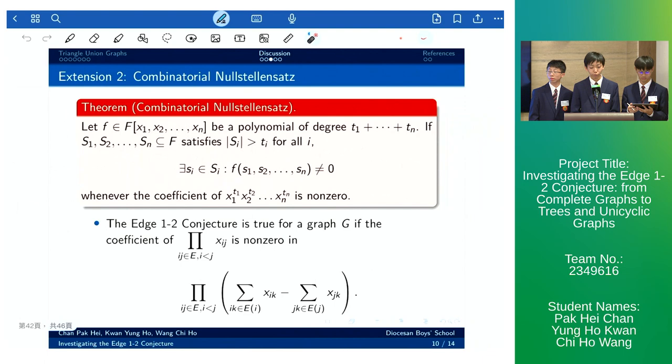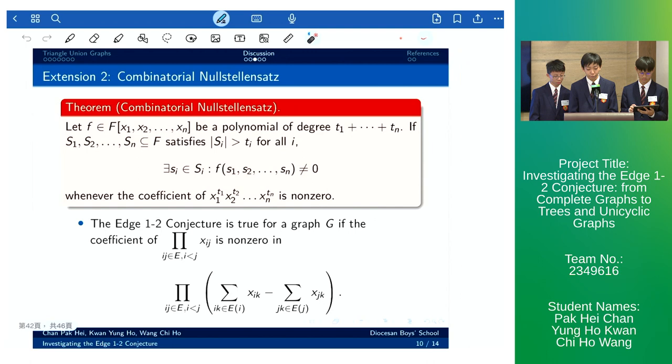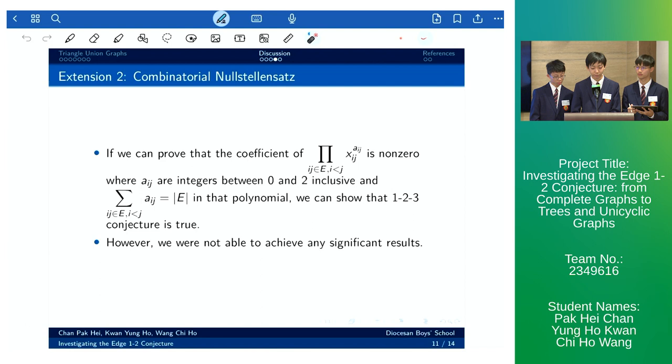Secondly, we tried to come up with results using the Combinatorial Nullstellensatz, but they were unsuccessful. For example, we tried to prove the edge 1-2 conjecture on trees using the Combinatorial Nullstellensatz. However, consider the case of a path of length 6. It can be shown that this does not have a vertex-disjoint weighting if each edge is only allowed to take 0 or 1. However, if a Combinatorial Nullstellensatz approach is possible, the graph must have a valid construction for any pair of weights A, B, where A and B are different. Therefore, a direct application of the Combinatorial Nullstellensatz to prove the edge 1-2 conjecture on trees will fail.